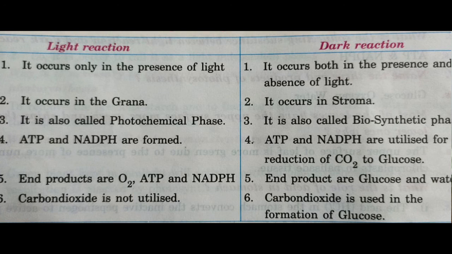Have you understood what you have learned today? Mechanism of photosynthesis. In photosynthesis, there are two main phases: light reaction and dark reaction. The end products of the light reaction are oxygen, ATP and NADPH. The end products of the dark reaction are glucose and water. Have you understood?